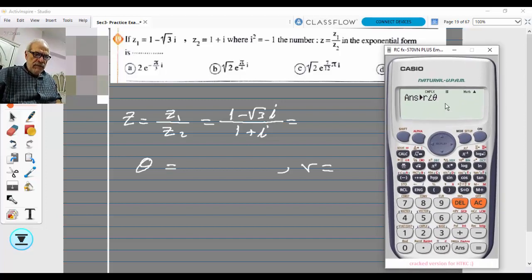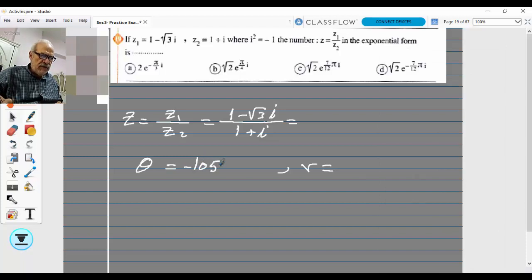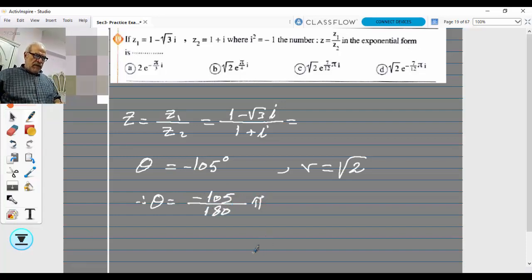Okay, equals. Here we have r equals root 2 and theta equals negative 105 degrees. We will change theta from degrees measure to radian measure. So theta equals negative 105 over 180 pi. Back to the calculator again.